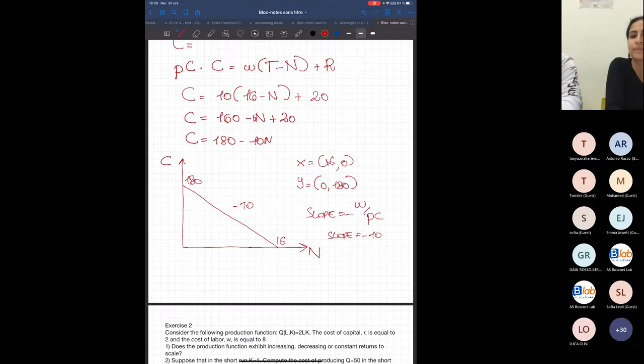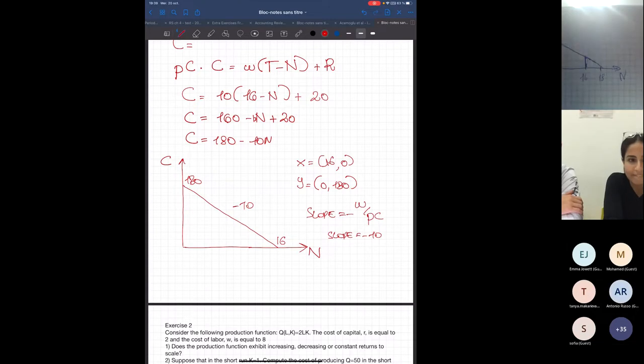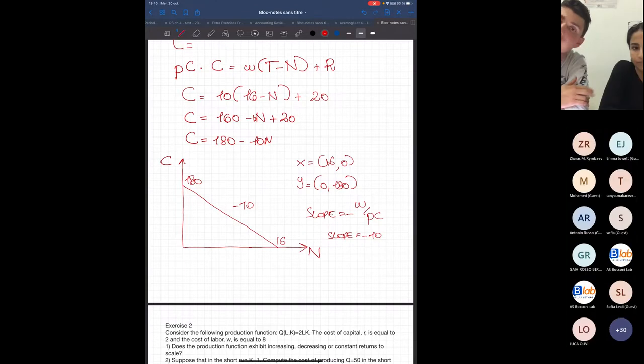Mm-hmm. Maybe I'm mistaken, but... Where is it? When n is 16, we graph it like this, and then we just remove this. So this is our budget constraint. Yes, it is. The only thing is that when you graph it, you have to graph the total hour endowment. And at this moment, the total hour endowment is 16.